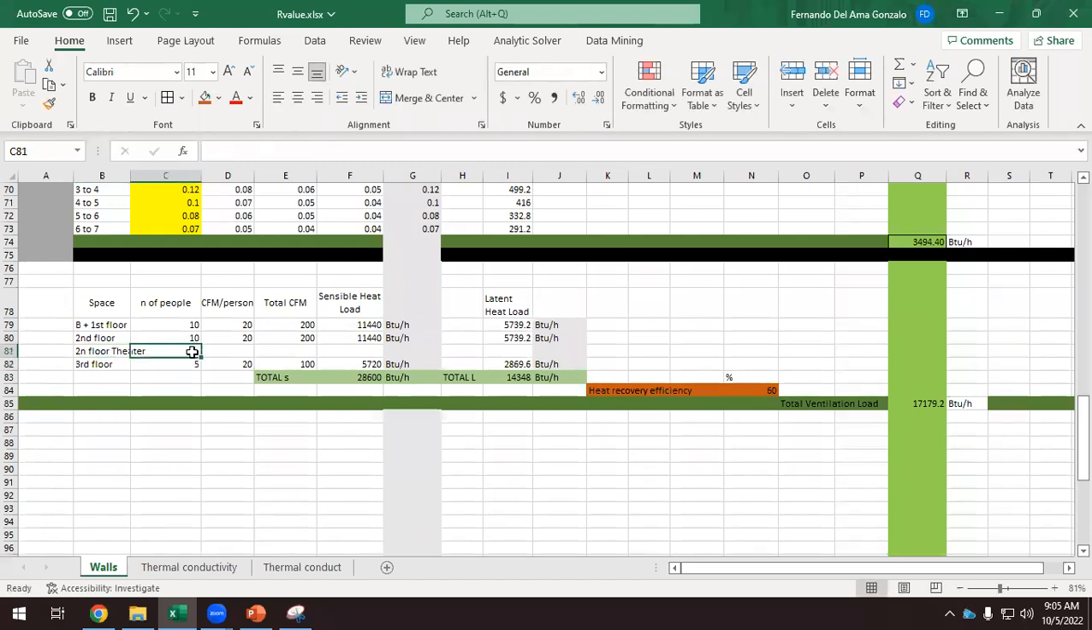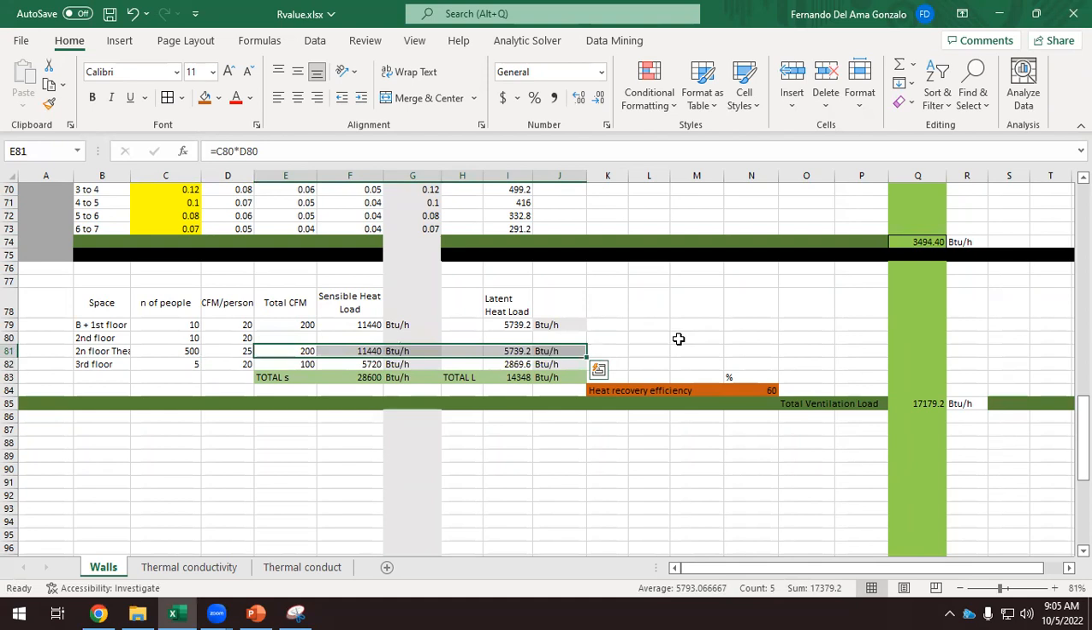In the theater, we have like 500 people. And if we have 500 people here, the CFM, let's say in a theater, it can be 25, because the demand for fresh air is higher. Then we do all this. Right? And now this has raised to 446,000, even with the efficiency.